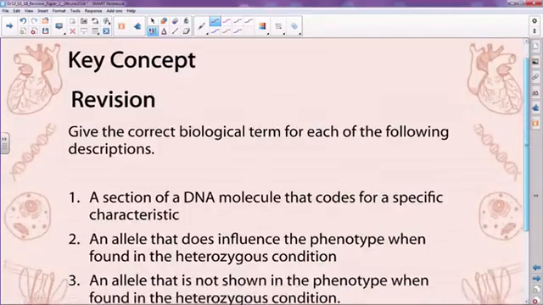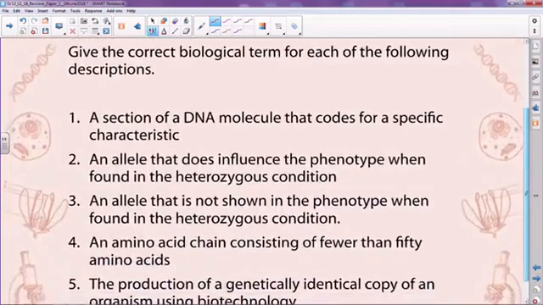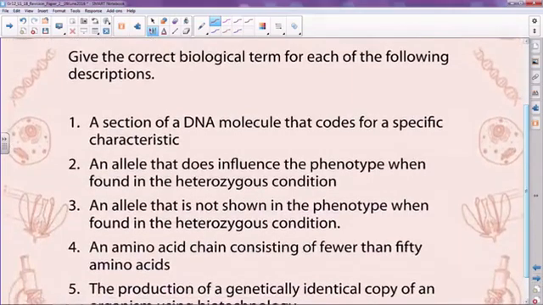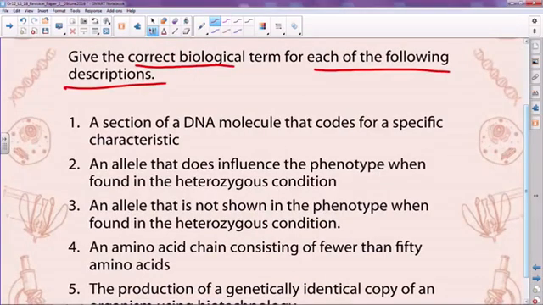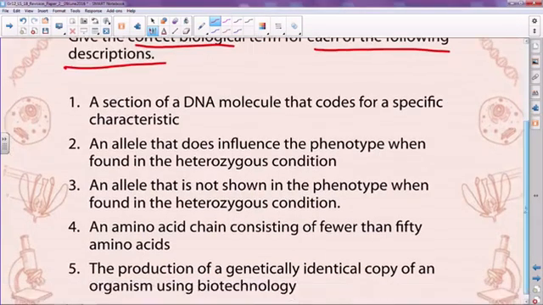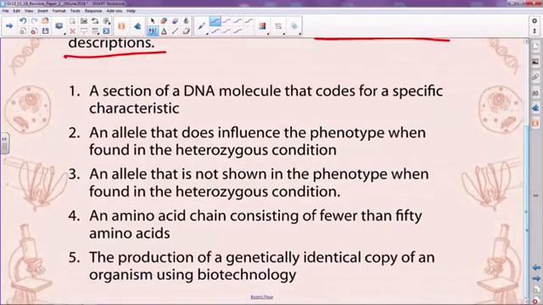First thing, remember I've always told you definitions are very, very important. So firstly, give the correct biological terms for each of the following descriptions. Okay, so that's what we're going to do. Let me see if I can fit them all on. I can.